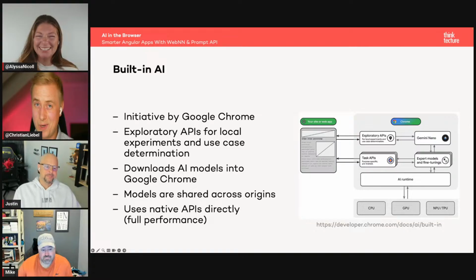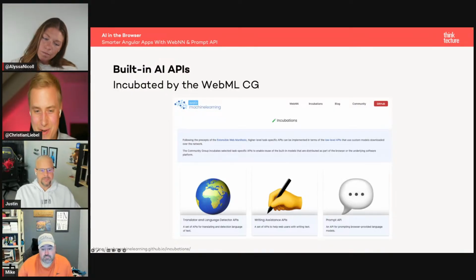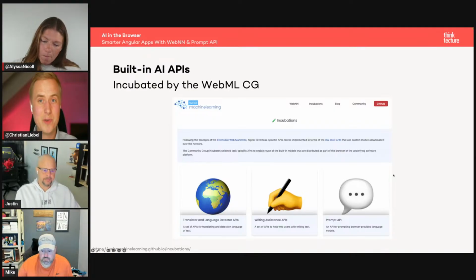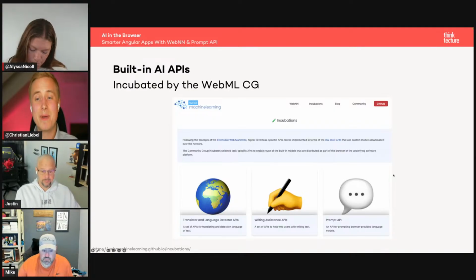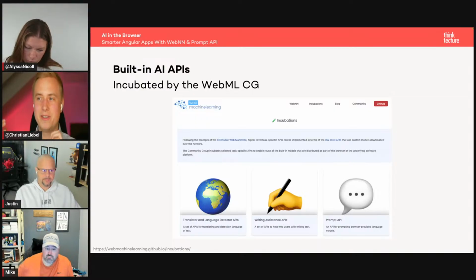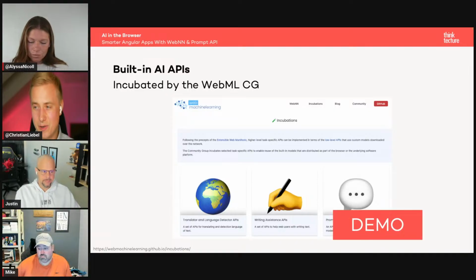Alrighty, APIs. Here we give you some task-specific APIs: the translator and language detector APIs and the writing assistance APIs. They help you to write, rewrite, and summarize text. And then there's the generic prompt API that talks to an LLM that is installed locally, and does basically the same thing that WebLLM does, but using that one shared full-speed local model. And I also want to show you that.